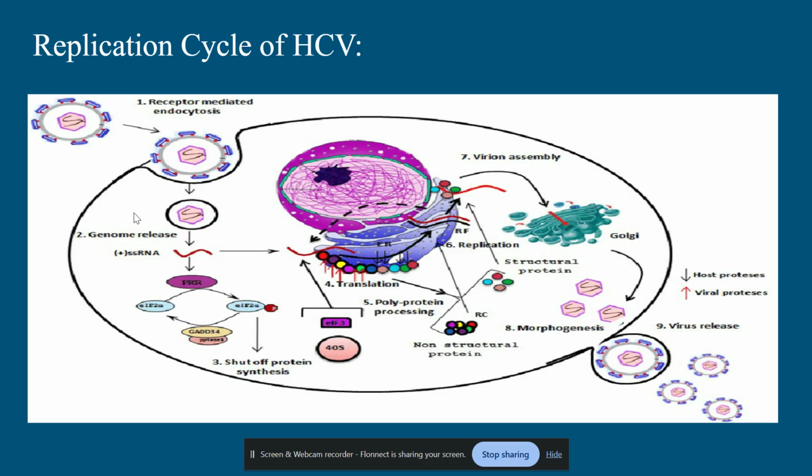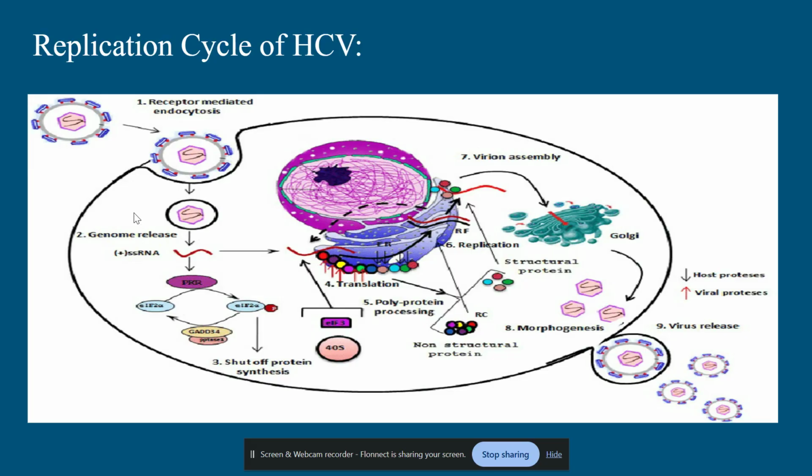These are important. RNA replication then occurs in the membranous web structures. NS5A and NS5B mediate genome replication, and then assembly and release occur, and the virus is released through exocytosis.